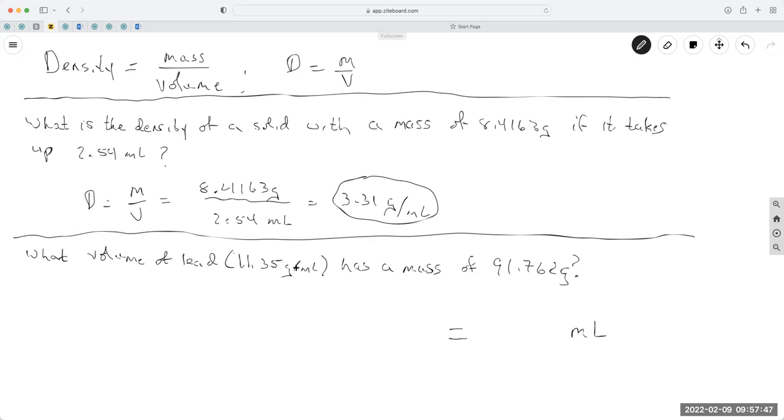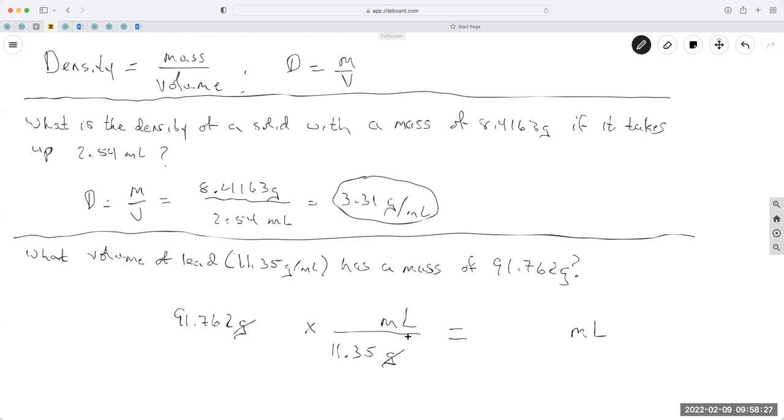Now, you see that the 11.35 grams per milliliter has milliliters in the denominator. I want milliliters in the numerator. So what I'm going to do is put milliliters on the top and the 11.35 grams on the bottom. Why can I do that? Because that's dimensional analysis. That basically tells me I'm going to divide by the 11.35. Now I've got the right unit in the right place. Now I need to make grams cancel. So I want grams in the top, and you see I have grams right here. So 91.762 grams. My grams will cancel.